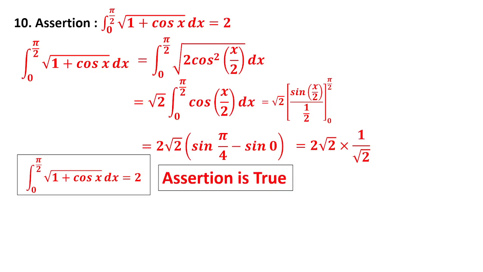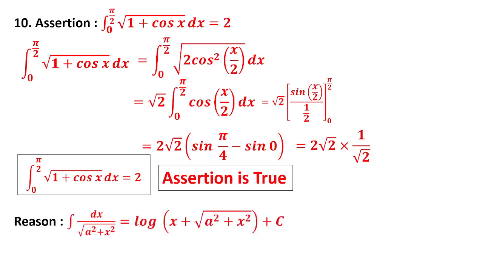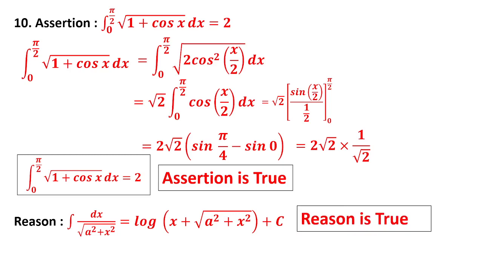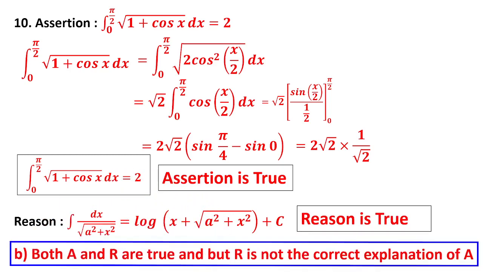Your assertion is true. Now go to the reason. The reason is giving you a formula for dx upon root a square plus x square. The formula is perfect. Therefore, the reason is true. But this reason is not used for the assertion. Therefore, both A and R are true, but R is not the correct explanation of A.